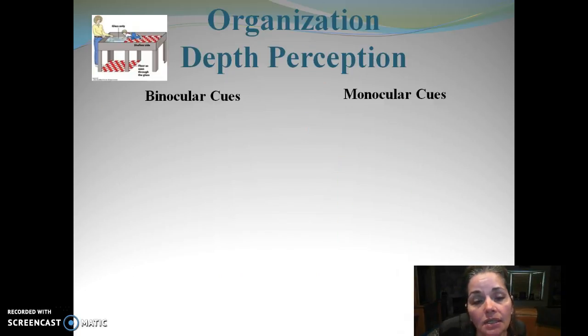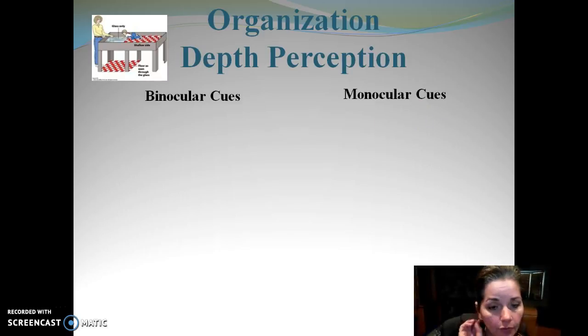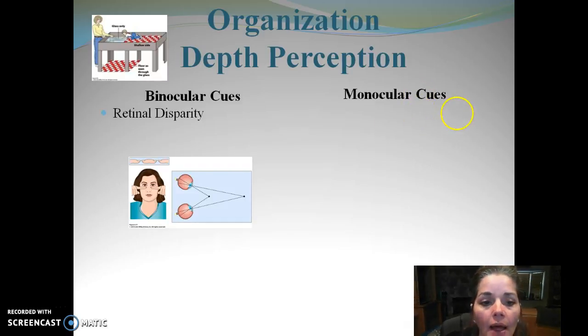Depth perception is another way in which we organize information. We can read binocular cues, which draw upon information and data from both eyes, or monocular cues, which only rely on data from one and processing from one eye at a time.